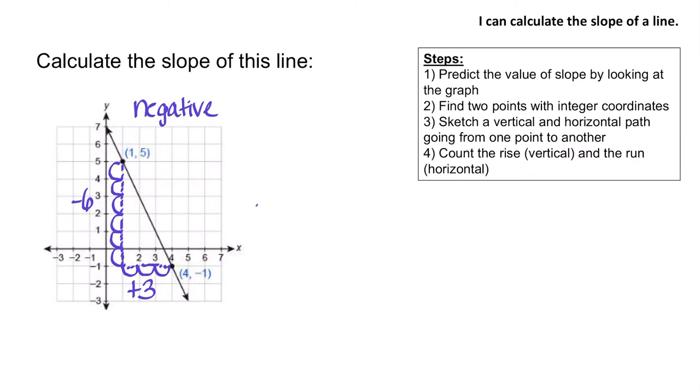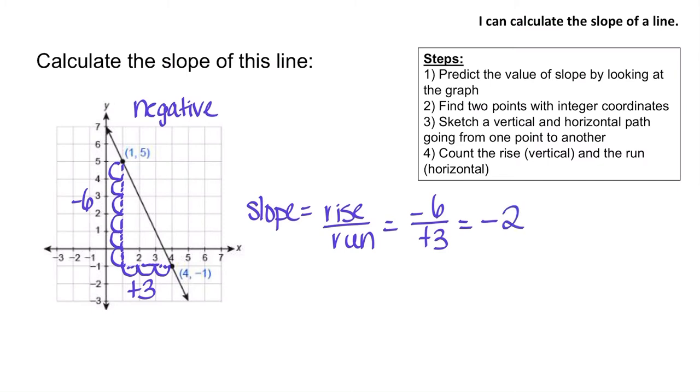Now to describe the slope, I'm going to use the rise over the run. The rise was negative 6, and the run was positive 3. A negative over positive is going to be a negative, and 6 divided by 3 is 2. So my slope equals negative 2, which is, as I predicted, a negative number.